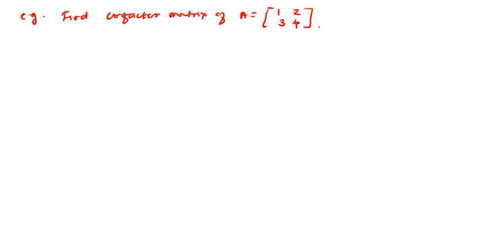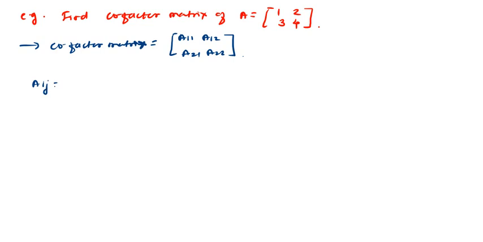So we know the cofactor matrix of a 2 by 2 matrix is given by the matrix capital A11, A12, A21 and A22, where this Aij is minus 1 raised to i plus j into Mij, where Mij is the minor of the element Aij. Firstly we'll find the value for A11. This is minus 1 raised to 1 plus 1 into M11, and M11 is the minor of the element A11.